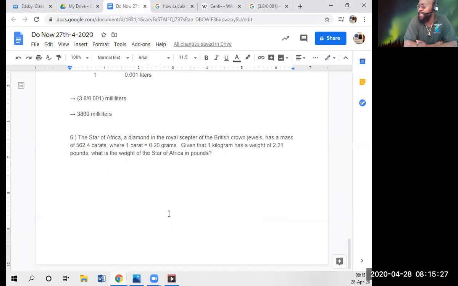The Star of Africa, a diamond on the royal scepter of the British crown jewels, has a mass of 562.4 carats, where 1 carat is equivalent to 0.20 grams. Given that 1 kilogram has a weight of 2.21 pounds, what is the weight of the Star of Africa in pounds? All right, let's get into it.